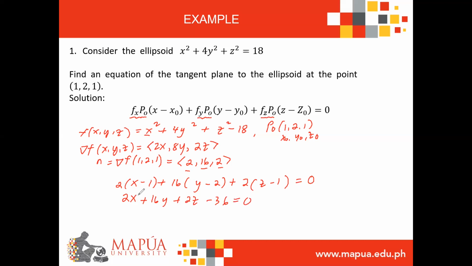So we can still simplify this resulting equation by multiplying by 1/2. So 2x times 1 half is x, plus 16y times 1 half is 8y, plus 2z times 1 half is z. Then negative 36 times 1 half is negative 18, equals 0. So this is the equation of the tangent plane to the ellipsoid at the given point (1, 2, 1).